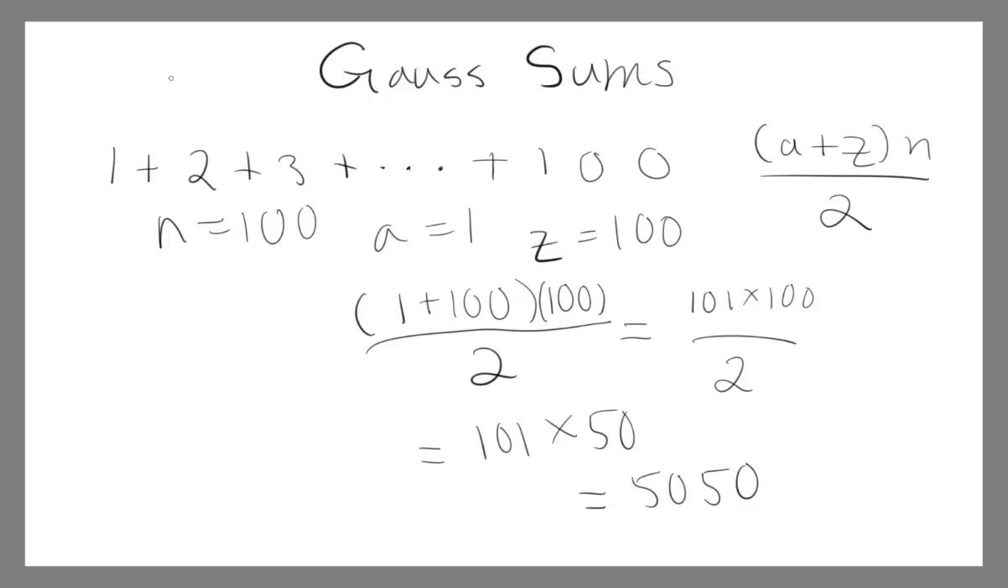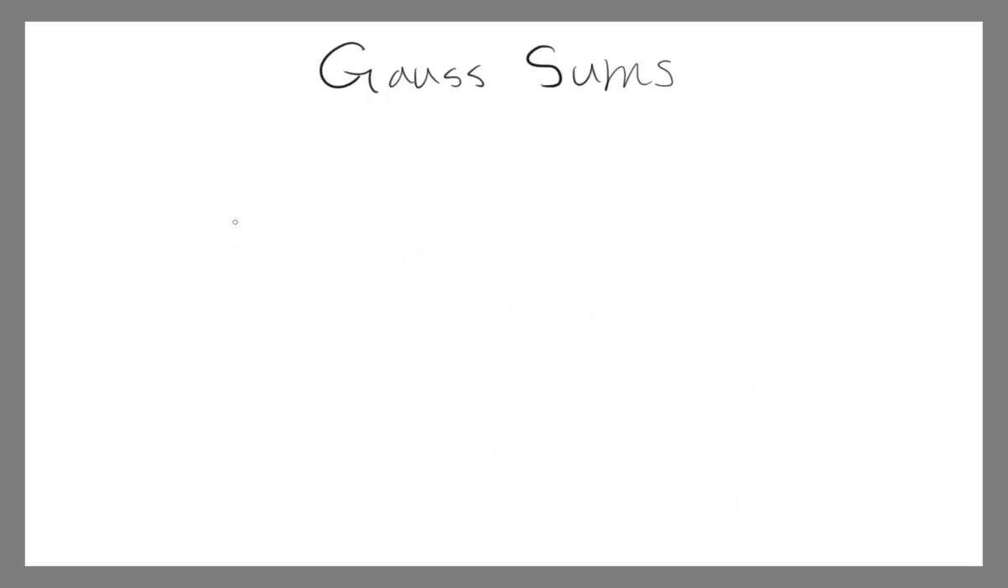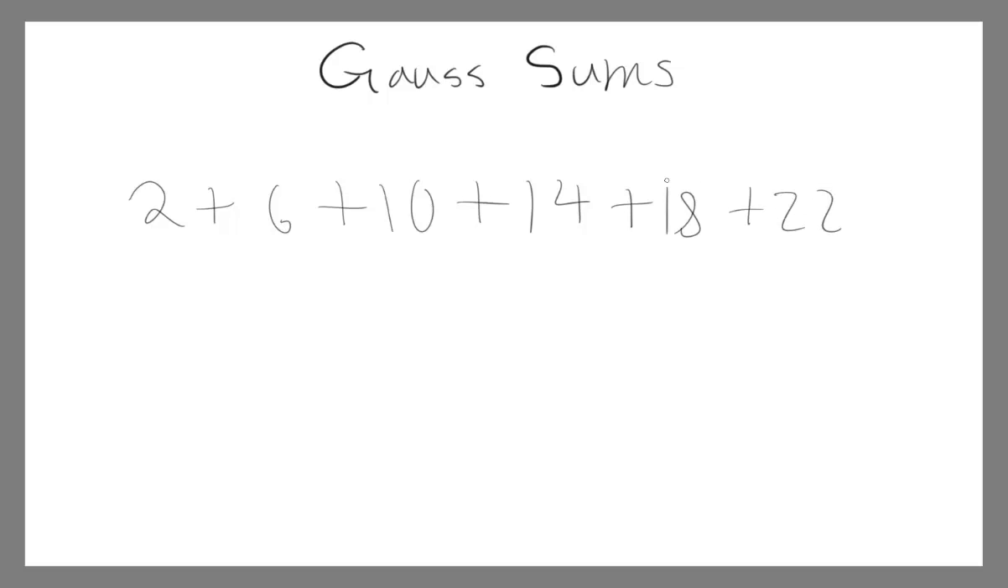Now, let's see if we can apply this to a situation where maybe the common difference is not 1. Rather, maybe it's 3 or 4. So let's do this sequence: 2 plus 6 plus 10 plus 14 plus 18 plus 22. In this case, we're not incrementing by 1 anymore. We're incrementing by 4, right? 6 is 4 greater than 2, 10 is 4 greater than 6, and so onwards.